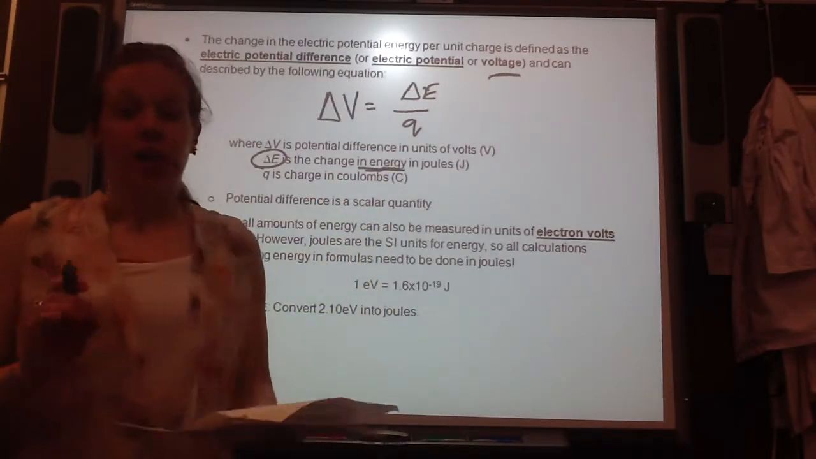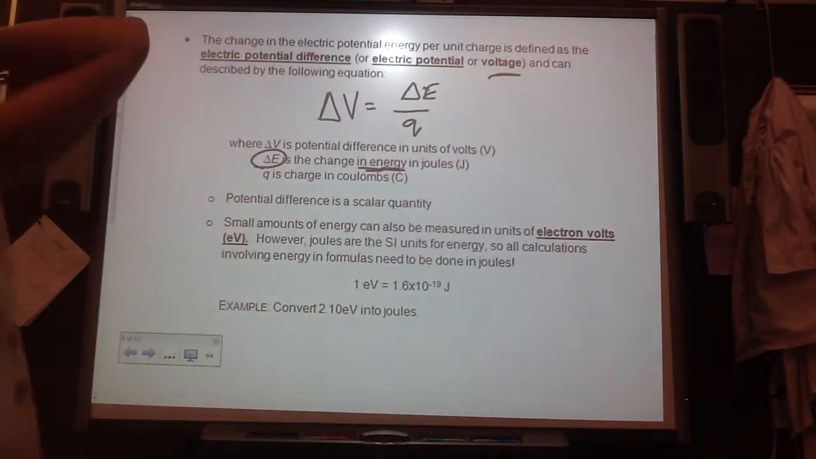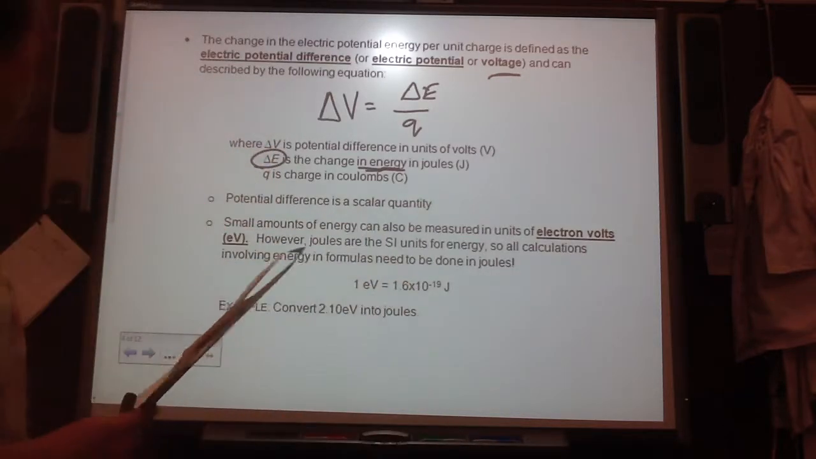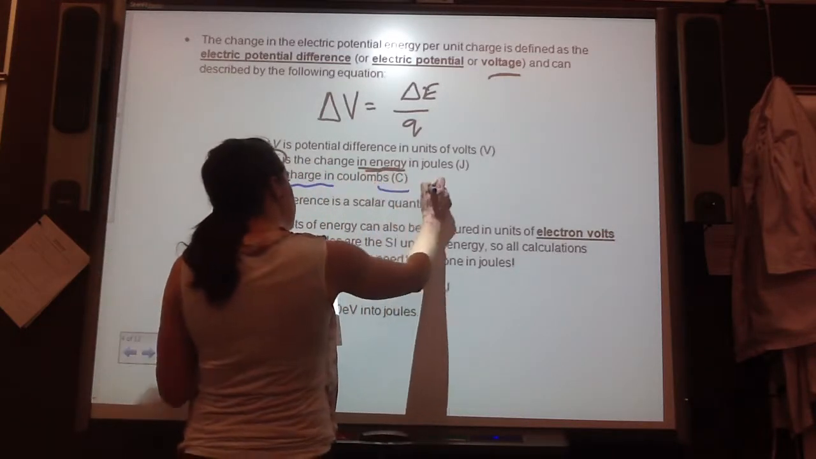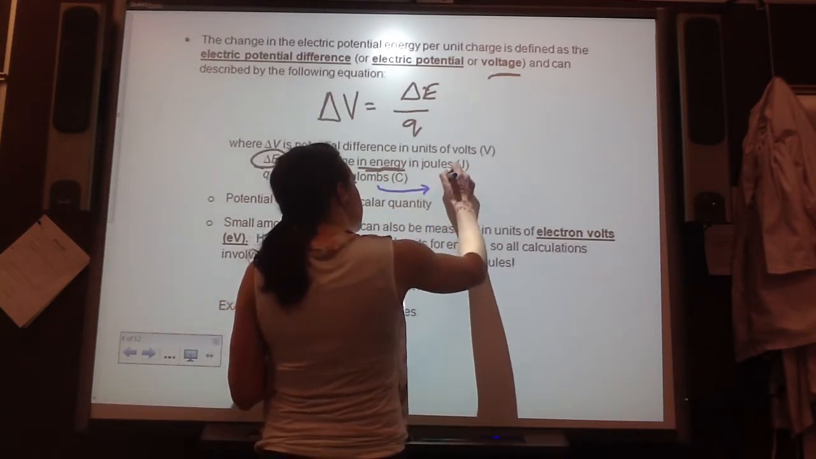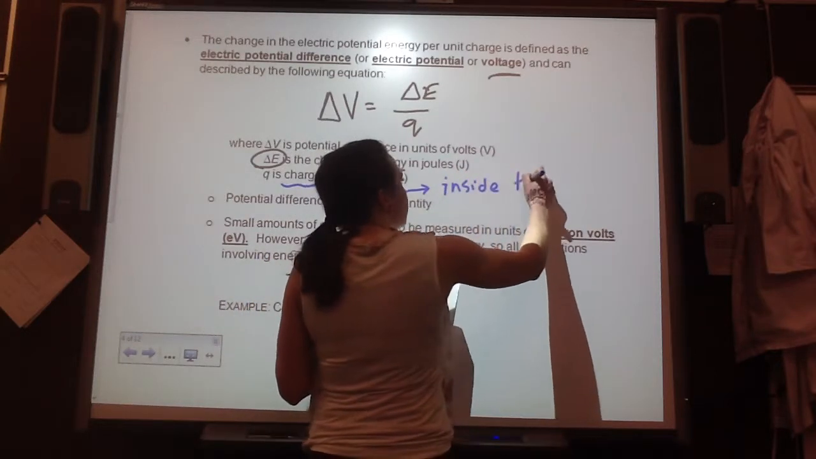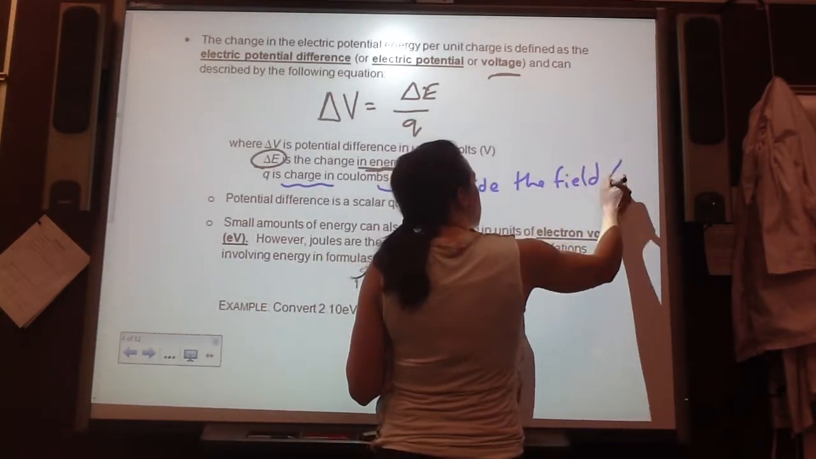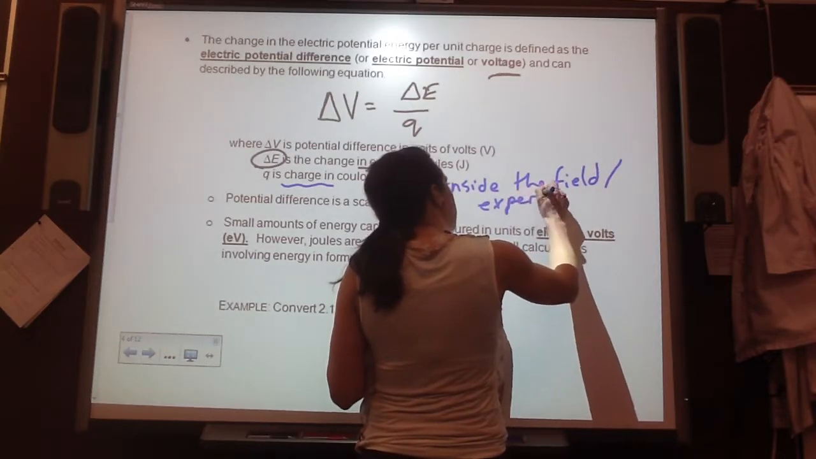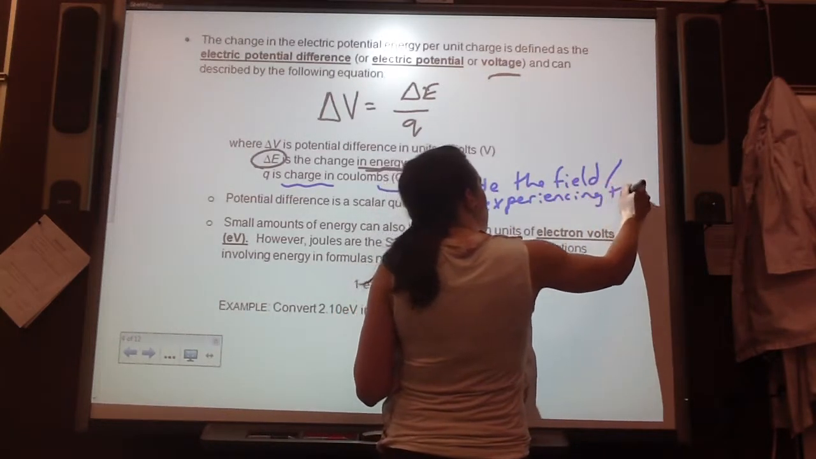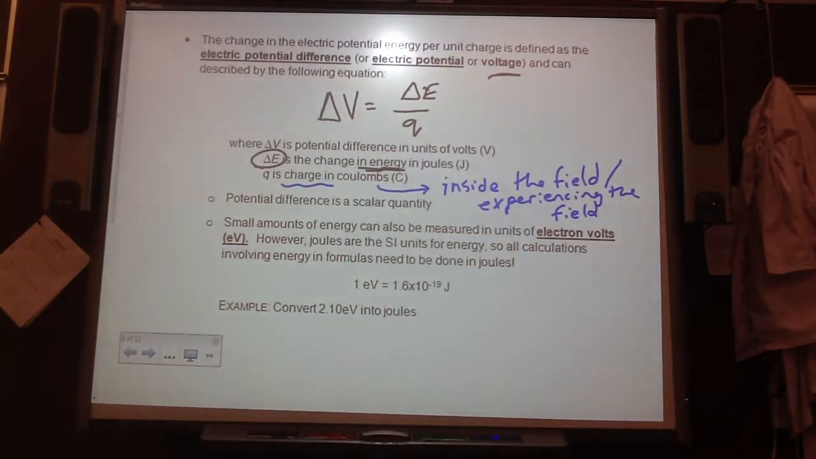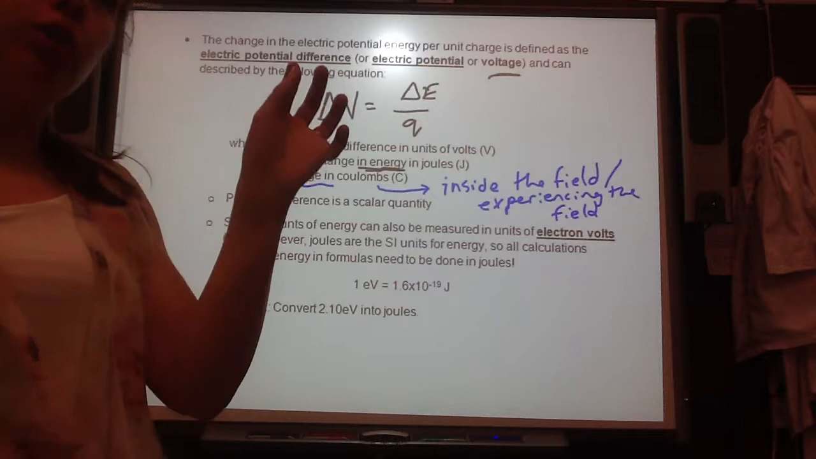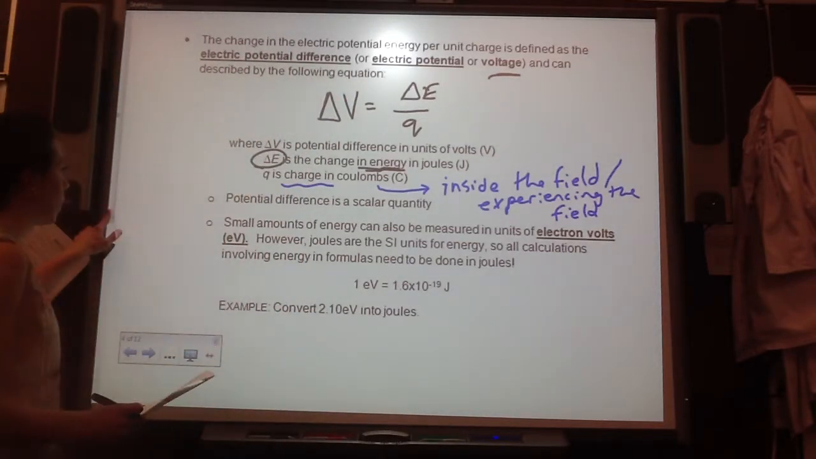Energy, okay? So important. And the Q for this one is the charge in coulombs. This is the charge that's inside the field, or it's the one that's experiencing the field. That's how we think of this one, okay? So be very meticulous about writing out your E's with an arrow or E's without an arrow, etc.